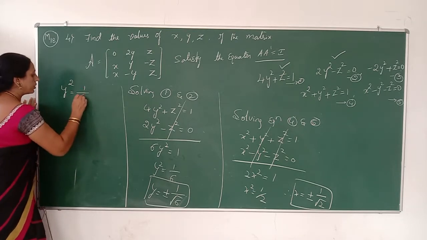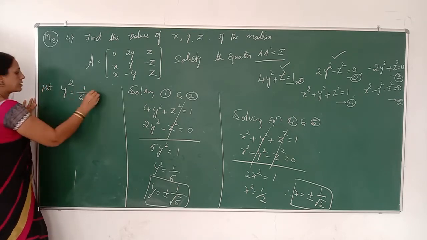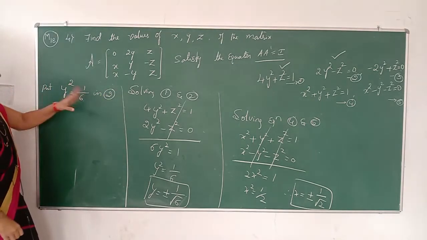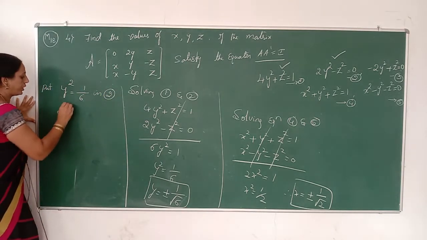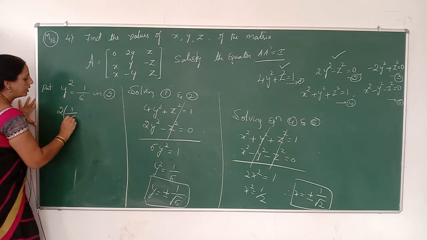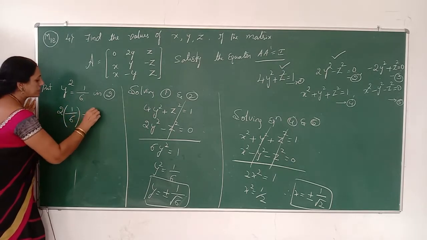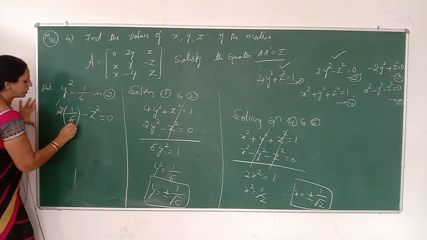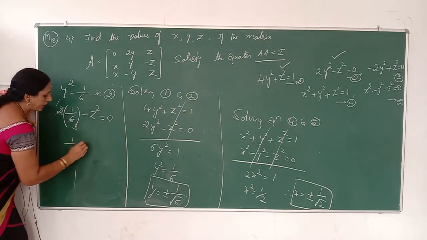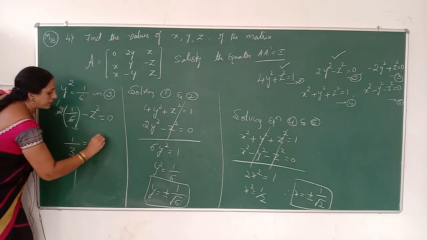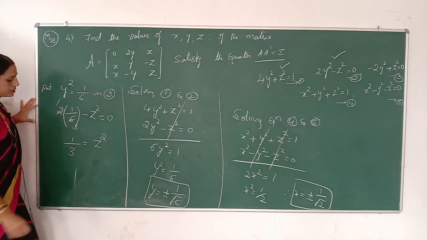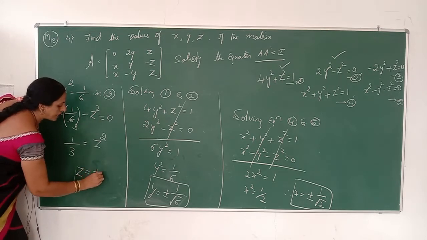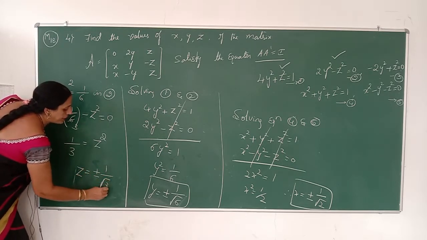Y square is equal to 1 by 6 in equation either 1 or 2. Anyone can be chosen for that substitution. 2 into y square is nothing but 1 by 6 minus z square equal to 0. So the 2 and the 3 get cancelled. 1 over 3 minus z square can be transposed into the right hand side. It's plus z square. Therefore, z is equal to plus or minus 1 divided by root 3.